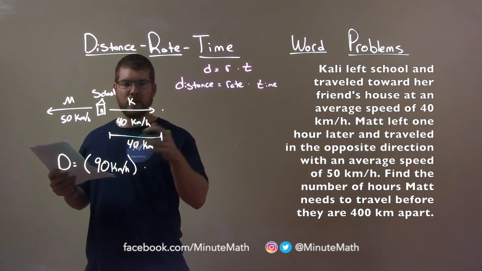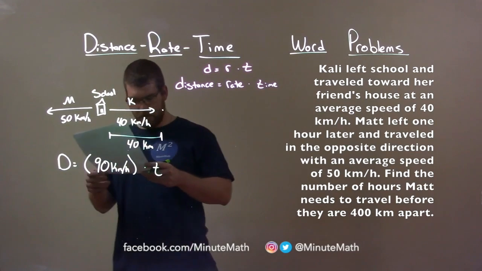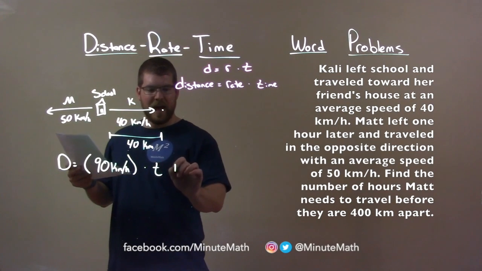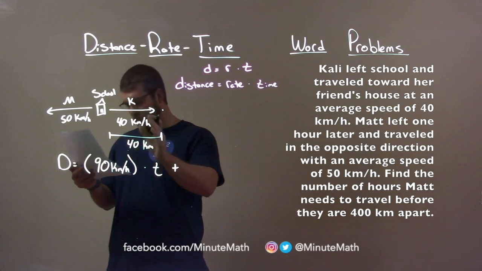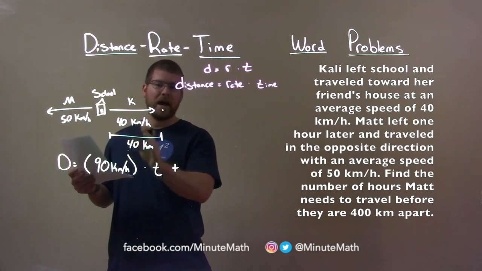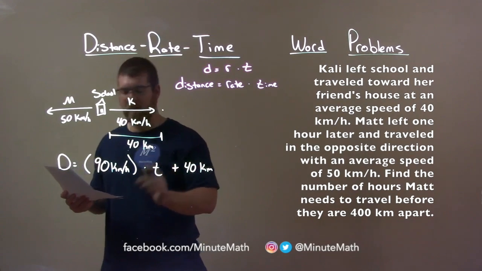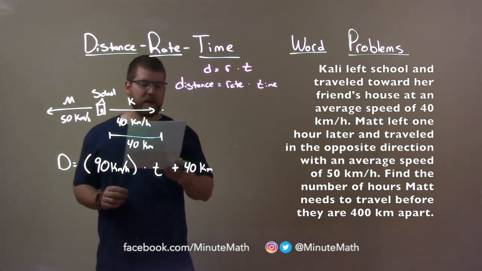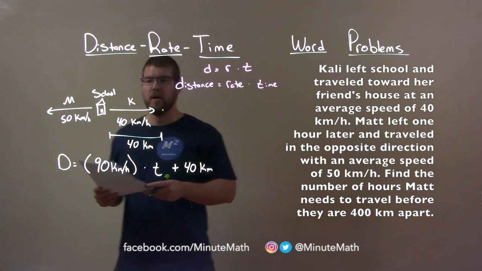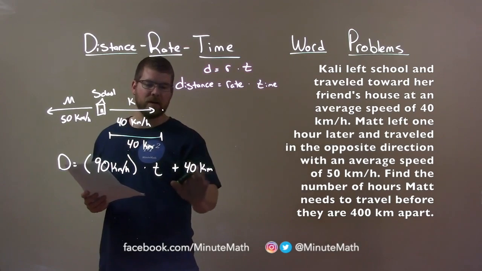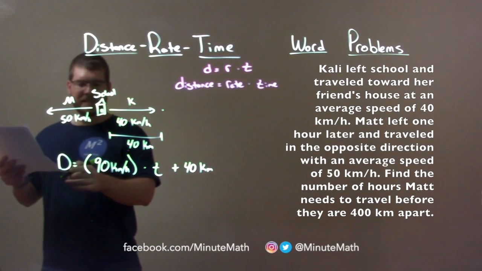Now we have to times that by our time. We don't know how long it will take. But then we're adding the initial distance here of 40 kilometers. So after 1 hour of Callie's travel, they're 40 kilometers away, so we make sure we add that to it. Now the key here is the question. T is representing the number of hours Matt needs to travel before they are 400 kilometers apart. So we have already included the 1 hour Callie travels right here, but this t is only representing the time Matt traveled. Okay. So now we have an equation, and distance is going to be 400.